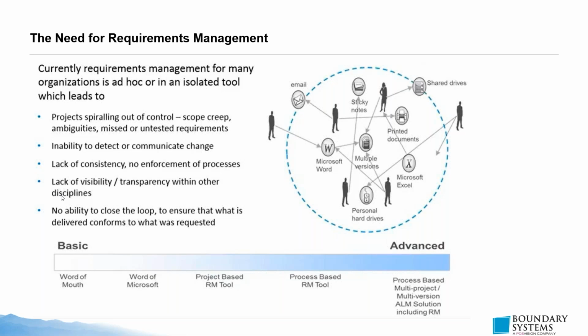And again, departments like quality or even managers don't have visibility or transparency into the data sitting with other departments or other entities, because it might be sitting in a Word file somewhere in someone's personal drive. And obviously, because of not being able to close that loop, we might build a product that doesn't really conform to what the customer had requested initially.